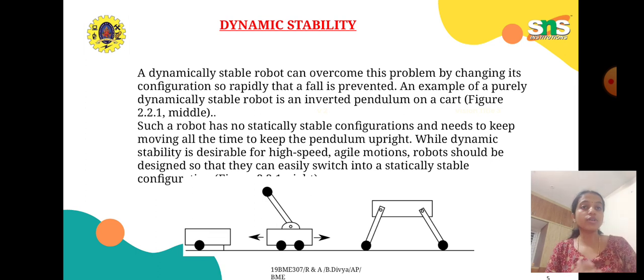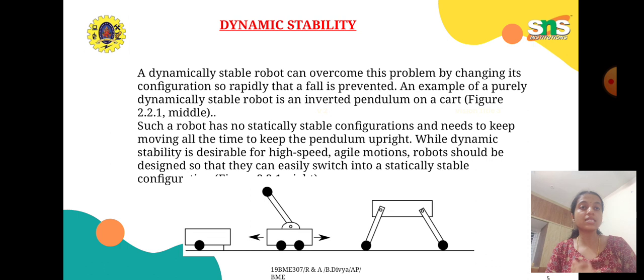An example of a purely dynamically stable robot is an inverted pendulum on a cart. Such a robot has no statically stable configuration and needs to move all the time to keep the pendulum upright. A pendulum always oscillates, right? Likewise, this dynamic stability has to be designed.